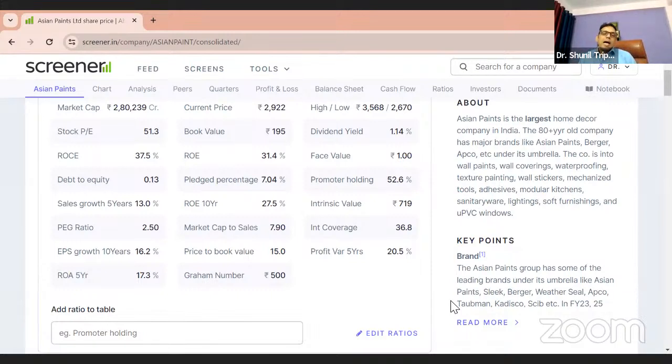Now, I am proceeding further. The next thing you should know about is the debt. How much debt the company has, how much loan the company has. One company may have 1 lakh crore loan or 1 lakh rupees loan. Another company may have 2 lakh rupees loan.